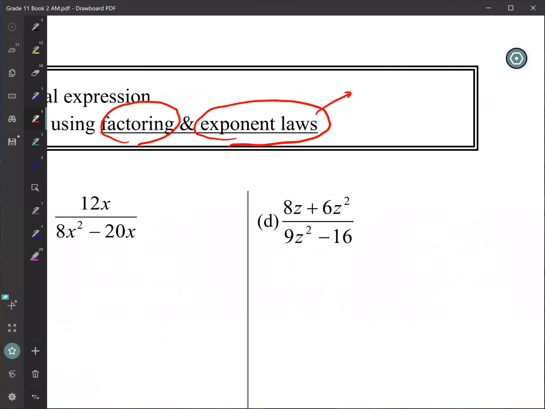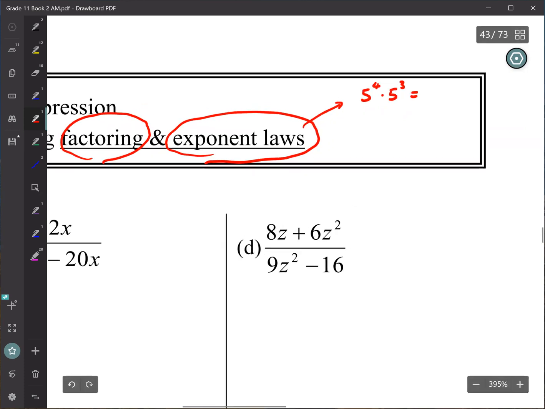If I have 5 to the 4 times 5 to the 3, what can we do? Does anybody remember how we simplify this one? Nathan? Yeah, you just add the exponents, so it becomes 5 to the power of 7. It's just counting how many 5s are being multiplied. 5 to the 4 means there are 4 5s, and then you have 3 more 5s, so in total you get 7 5s. Same thing with variables. If it's x, x to the 4 times x to the 3 will just equal x to the 7. So that's the first rule that we need.